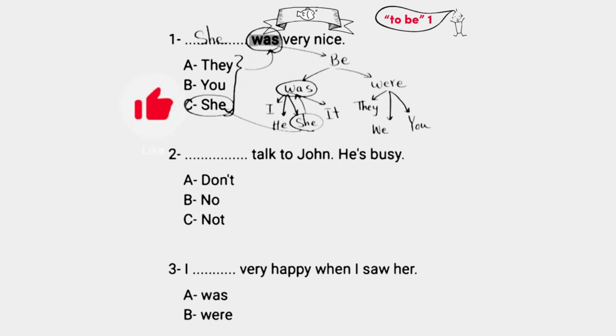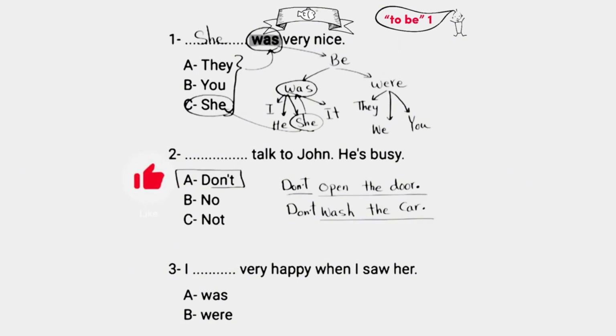She was very nice. Blank talk to John. He's very busy. Don't, no, not. Listen, guys, when we order someone to do something, we start with the verb. We say, open the door, wash the car. But when we ask someone not to do something, we start with don't. Don't open the door. Don't wash the car. So don't is the correct answer here.